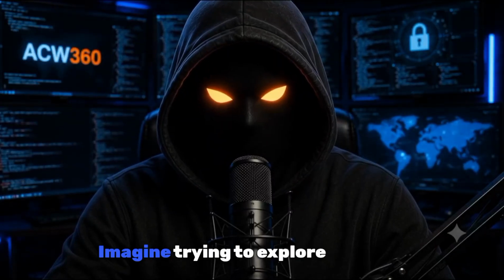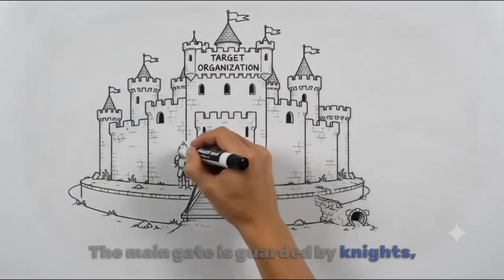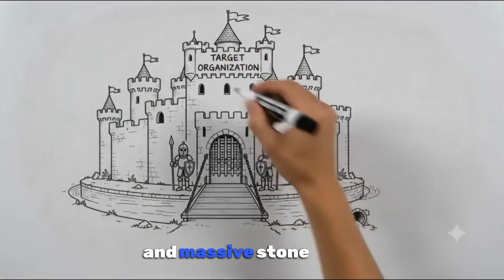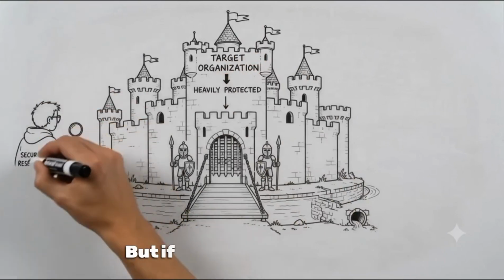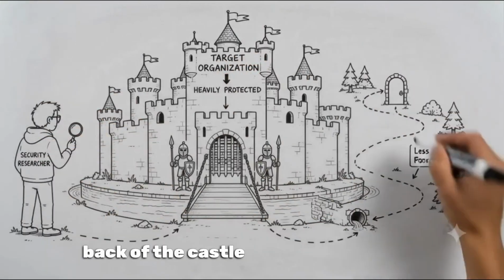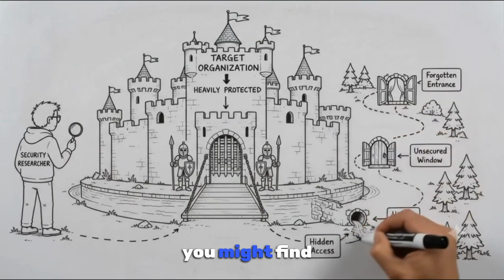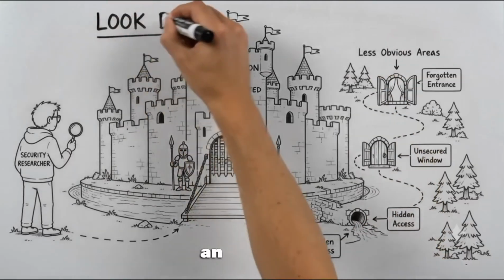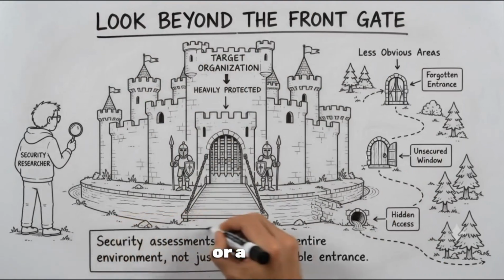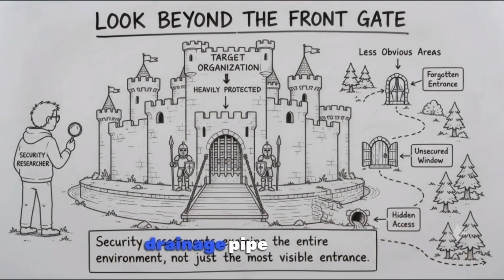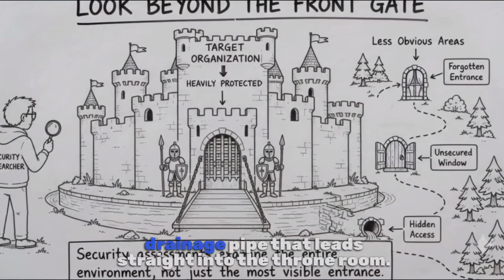Imagine trying to explore a heavily fortified castle. The main gate is guarded by knights, a moat, and massive stone walls. But if you walk around to the back of the castle through the woods, you might find a forgotten servant's entrance, an unlocked window, or a small drainage pipe that leads straight into the throne room.